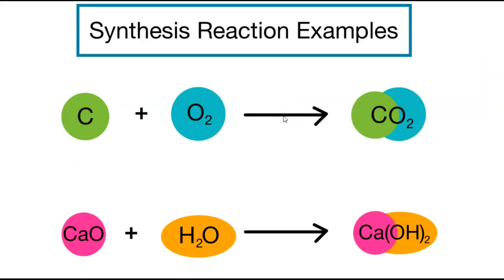Here's an example of a synthesis reaction, carbon dioxide. To get carbon dioxide, we've got to have an atom of carbon and a molecule of oxygen coming together to create carbon dioxide. Same thing down here. This is a little bit more complicated one, but we're taking one compound and another compound, adding them together to create one compound.